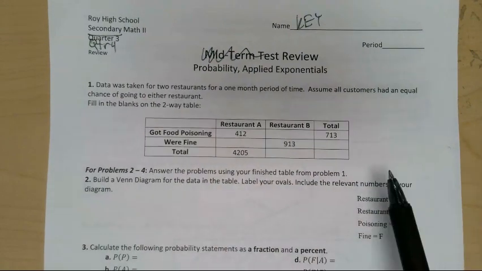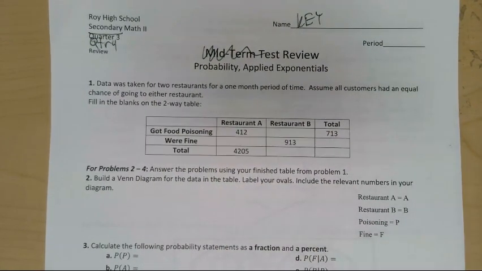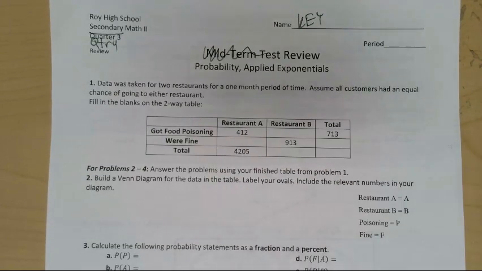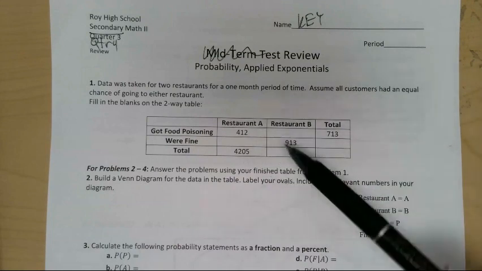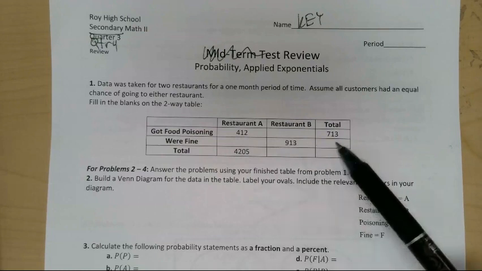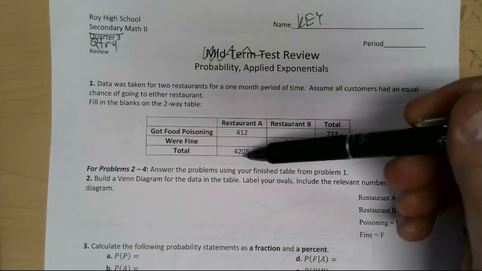Data was taken for 2 restaurants for a 1-month period of time. Assume all customers had an equal chance of going to either restaurant. I'm being asked to fill in the blanks on the two-way table. I want to pull out my calculator for a second. I know that all of these should add up to this, all of these will add up to something that's missing, and all of these will add up to so forth. So I'm looking at these.